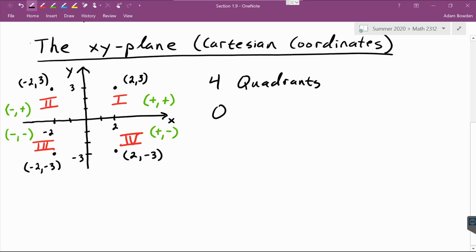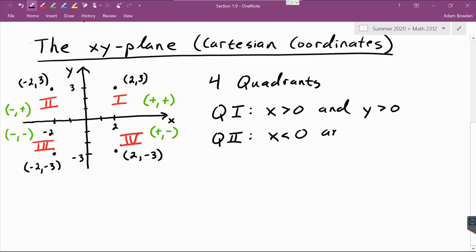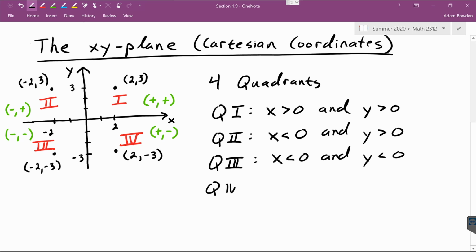So sometimes I say like quadrant 1, we could say that x is greater than 0 and y is greater than 0 since they're both positive. In quadrant 2, x is less than 0 and y is greater than 0. Quadrant 3, we see that x is less than 0 and y is less than 0. And then finally, quadrant 4, x is greater than 0 and y is less than 0.